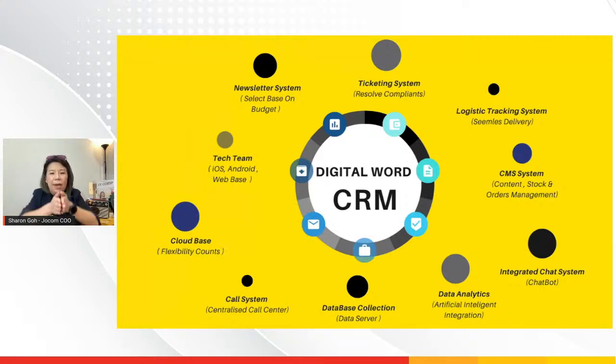Because cloud-based is flexible. Today, you want to run a Double 11 program on your website, so you can expect a lot of traffic coming into your website. If your website is so small, imagine this is a road, right? A lot of traffic coming in, you cannot cope. So if you're cloud-based, you can expand during Double 11. After the session, you shrink back, so when it's flexible, your pocket is also flexible with budgets. All right?